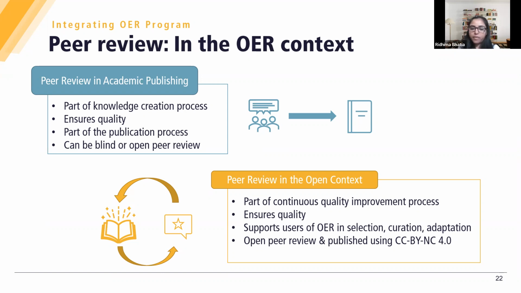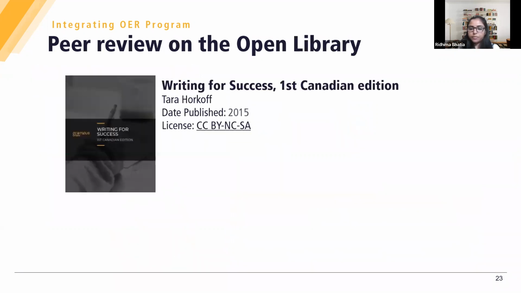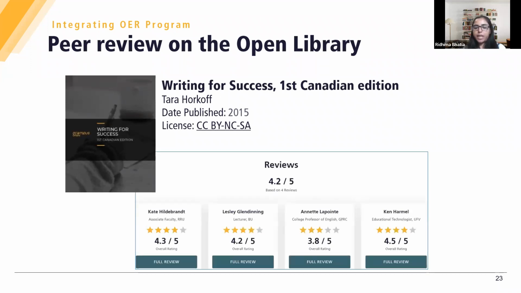So let's have a look at the example of the peer review in the Open Library. Currently we have Writing for Success, First Canadian Edition as the OER. Mary, if you could please share the link so that people can access the same OER and see what the peer review looks like. So for this item, you can see we also have a license link. We also have several reviews. Here's a screenshot of how it looks.